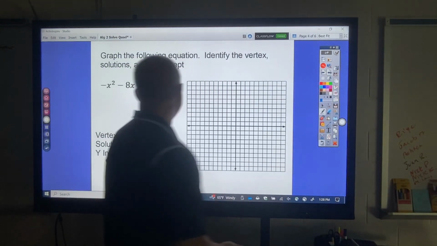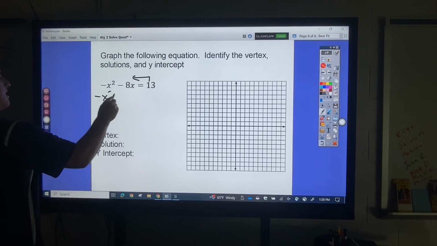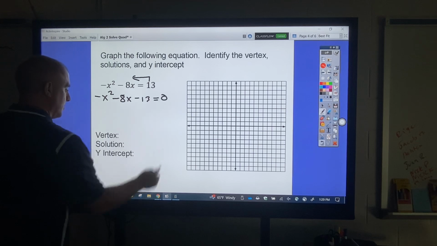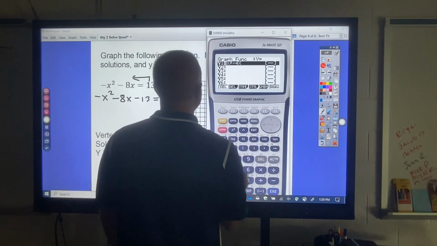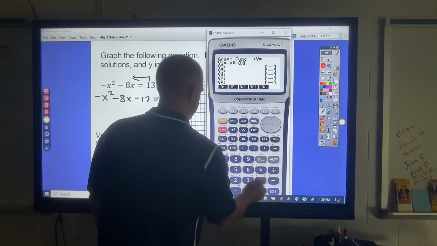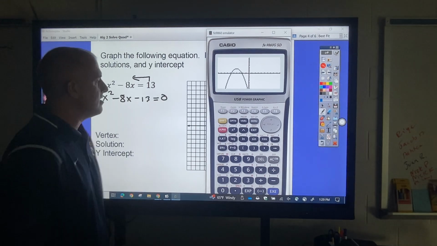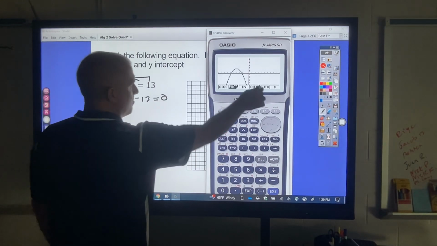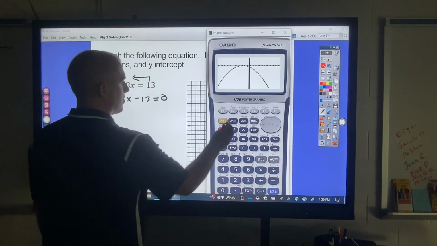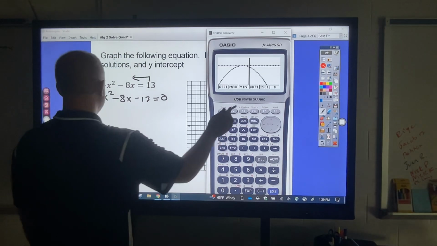Let's do another one. So this one, before I calculate, I got to move that over. So it's negative x squared minus 8x minus 13 equals 0. Let's see if this window is good enough or if I have to zoom out a little bit. Take a look. Okay, you know what? I can't really see that y-intercept. So what I'm going to do is hit F2 zoom, auto, which is F5. Then zoom out, execute. And now I can see it.